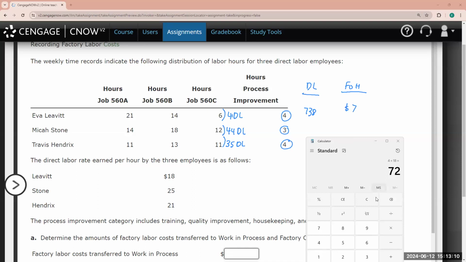For Micah, he worked a total direct labor hours of 44 hours at a rate of $25 an hour. That gives us a total cost of $1,100. And he worked 3 indirect labor hours at $25 an hour. That gives us a cost of $75. Right, it should be 72 for Eva. Double check the math. 18 times 4, 72.